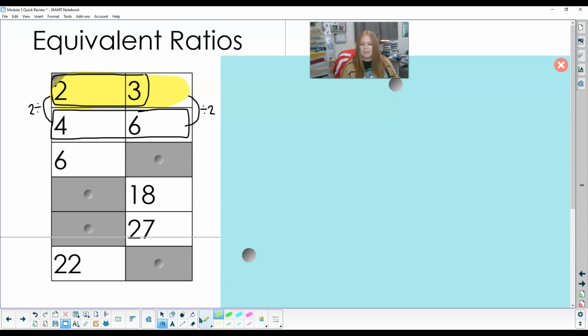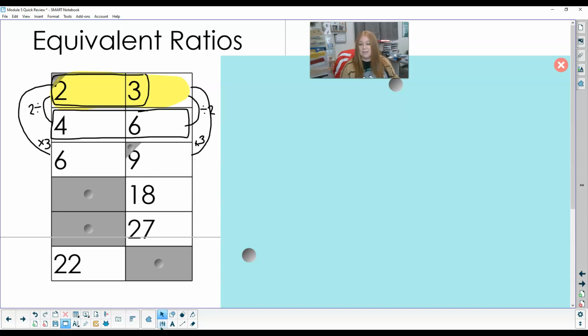So looking from here, let me get back to my pen. So now I'm going to ask myself, how did I get from 2 to 6? 2, 4, 6, I times by 3. So we can write that I times by 3. What I do to one side, I do to the other. So this one has to be 3 times 3 is 9.